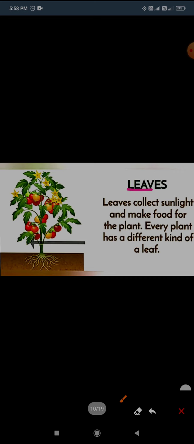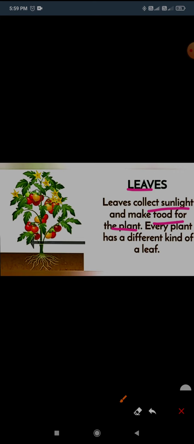The next is leaves. What is the function of leaves? That is a very important part of the plant. Why is it very important? Listen carefully. So leaves collect sunlight and make food for the plant.